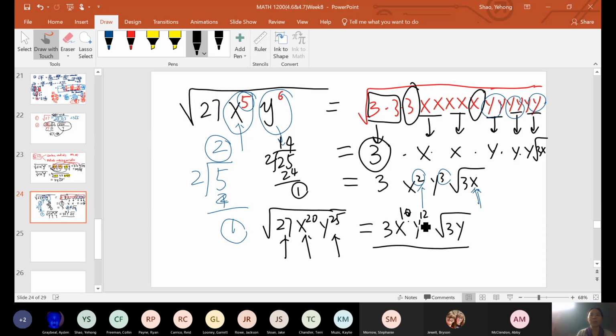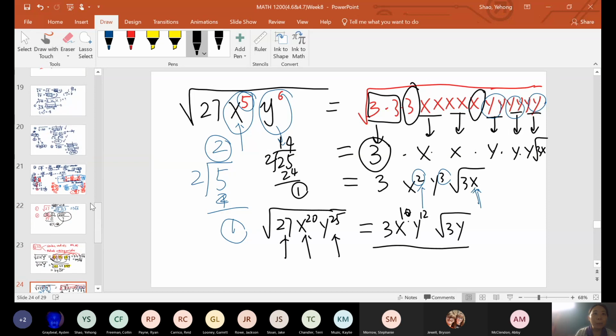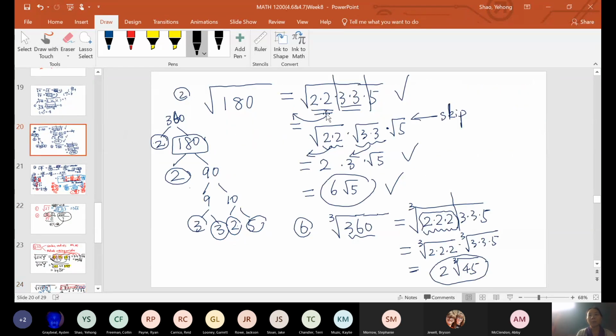With the variables, actually, they're easier than the numbers. With numbers, there's no quick way. You just have to break it down, like the example I did before with the square root of 180. I have to break it all the way down so I can see.